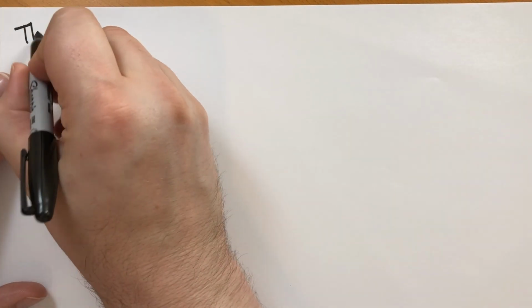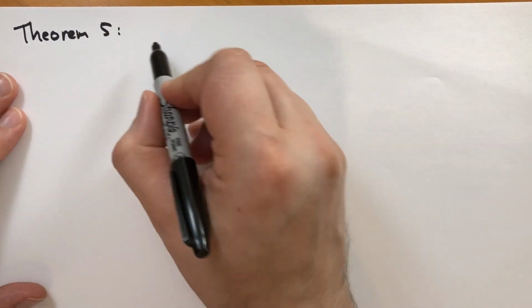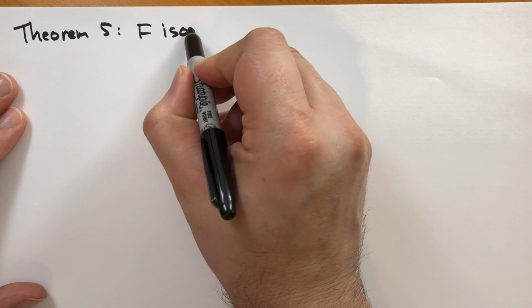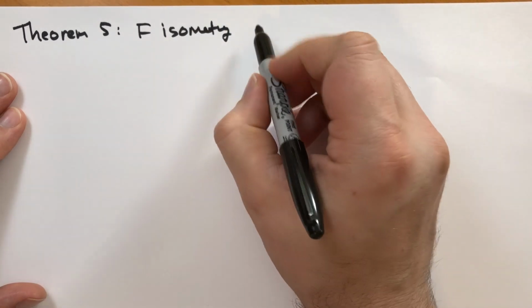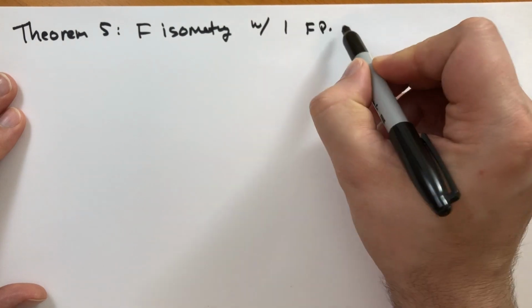Let's do Theorem 5, I'm sorry, Theorem 5. Theorem 3 was all about three fixed points. Theorem 4 was about two fixed points. So we have F is an isometry with one fixed point, O.